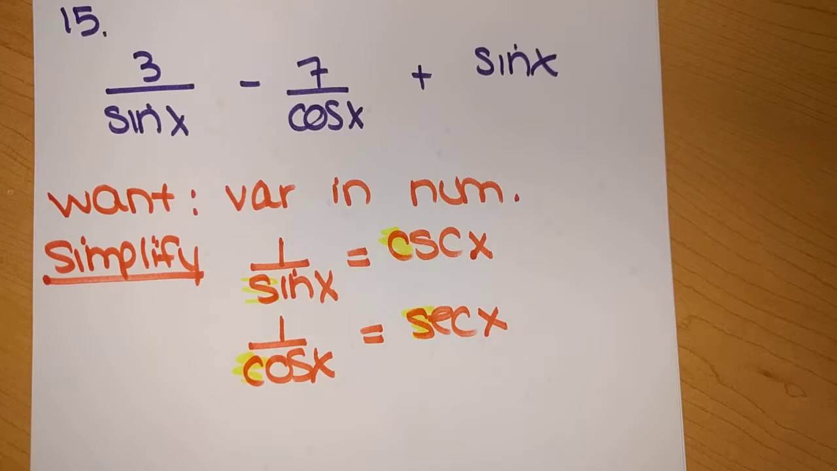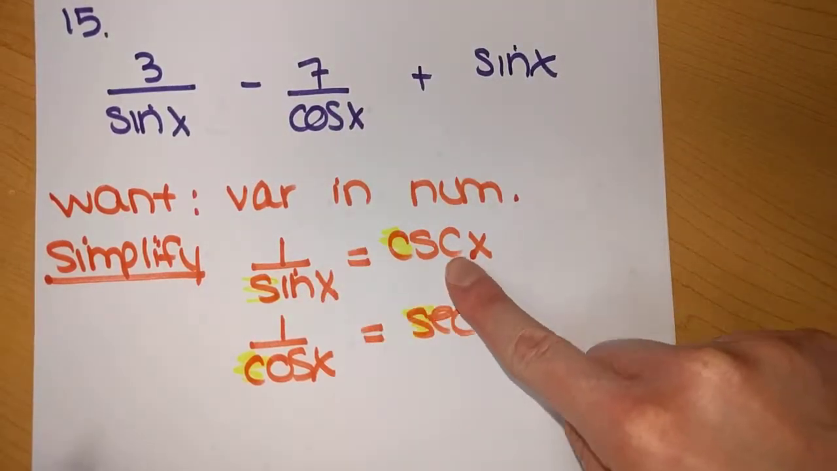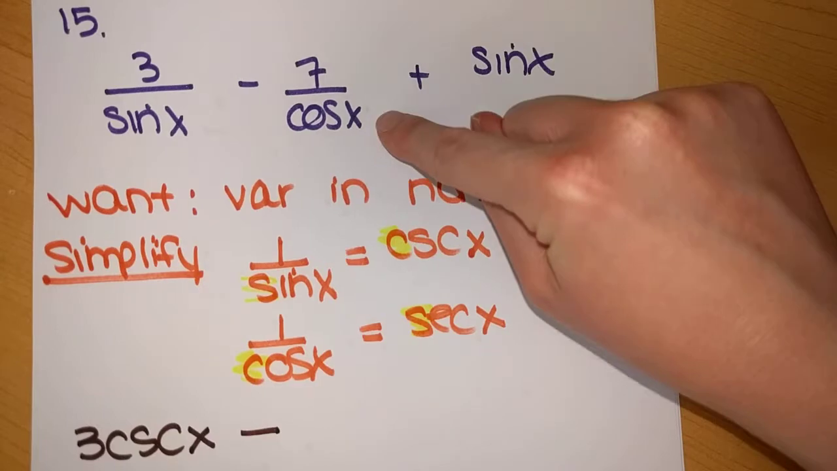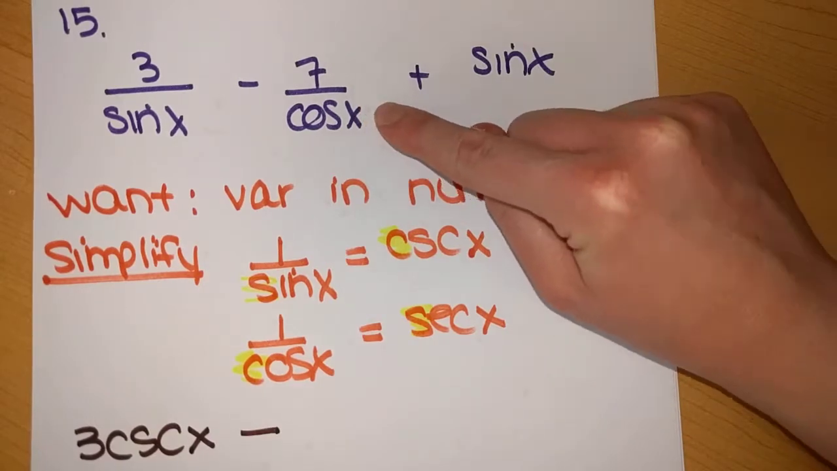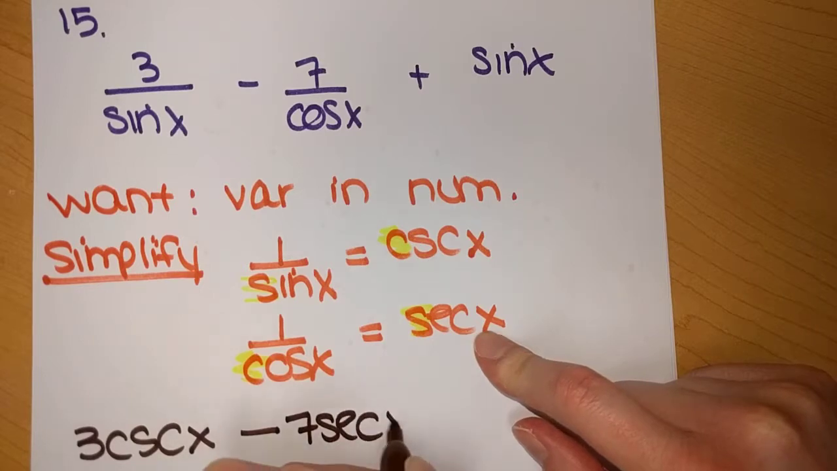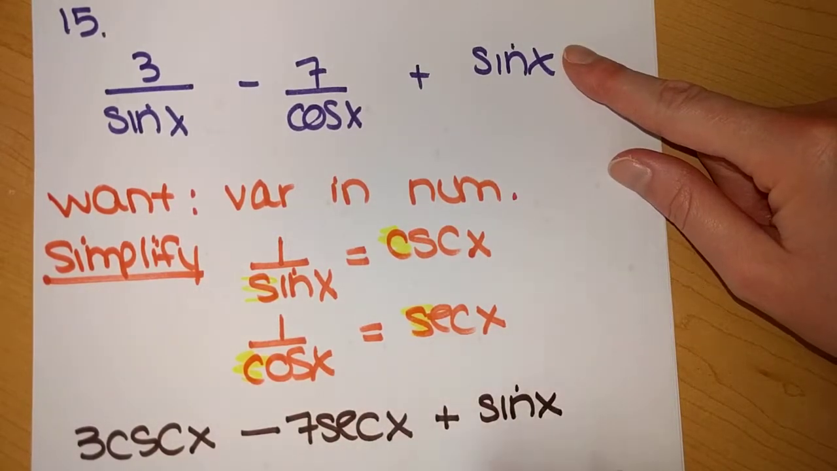So one way that we could do that is we could take this 3 over sine x and say that 1 over sine is cosecant x, so this would become 3 cosecant x. Okay, and the same thing goes with the 7 over cosine. I could say, okay, it's 1 over cosine, so that's really going to be a secant x. And then plus sine, the variable's already in the numerator, so I'm very happy with that.